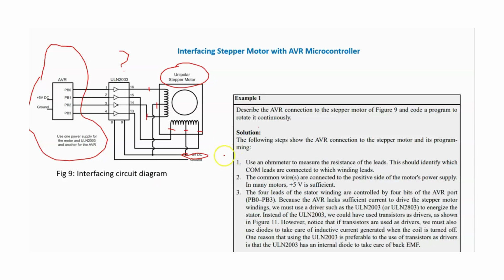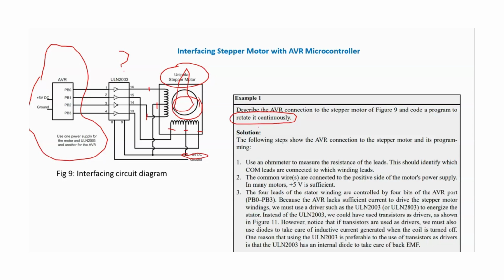So this is a very important point. First of all, we are to identify which terminal is A, B, C, D or center taps. Then we will move forward to connect this with the driver and microcontroller. The objective is to write a code for the rotation of this motor. In this example, the motor will rotate continuously. That is, it will not move for a specific 360 or 40 or 300 degrees. It will just keep on moving.